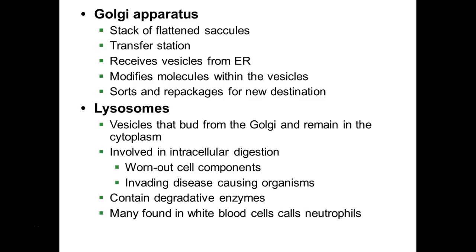Their role is to get rid of worn out cell components and also to gobble up disease-causing organisms. So we find a lot of lysosomes in the cells that are involved in our immune response, like white blood cells. When you get a cut, white blood cells are going to leave your bloodstream, go to the site of the cut, and attempt to gobble up these bacteria.